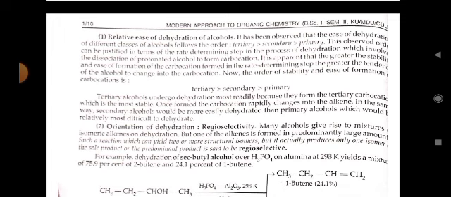Many alcohols give rise to a mixture of isomeric alkenes on dehydration, but one of the alkenes is formed in predominantly large amounts. Such a reaction, which can yield two or more structural isomers but actually produces only one isomer as the sole product or the predominant product, is said to be regioselective. For example, dehydration of secondary butyl alcohol over H3PO4 on alumina at 298 Kelvin yields a mixture of 75.9% of 2-butene and 24.1% of 1-butene.